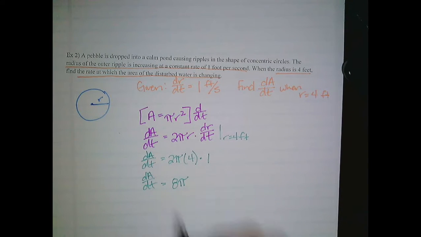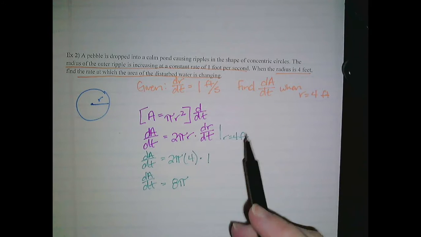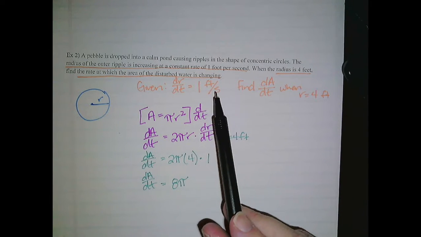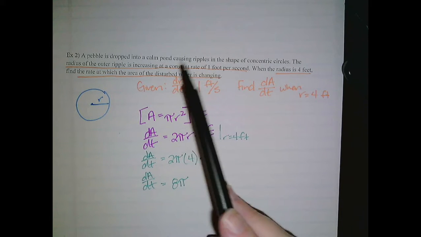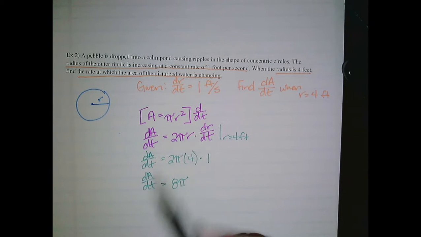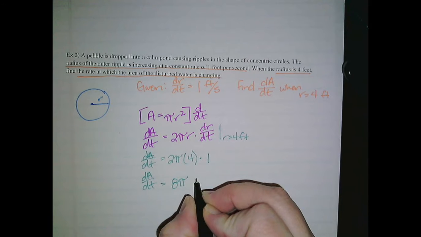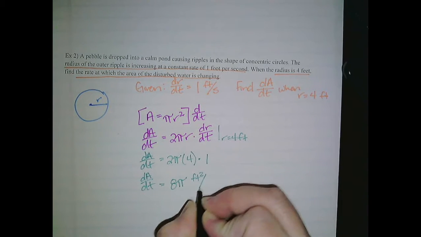We also want to make sure that we include units on this. It would make sense that if our radius is in feet per second, or our rate of change of our radius is in feet per second, if we're measuring our radius in feet, then our area, its rate of change, would be square feet per second.